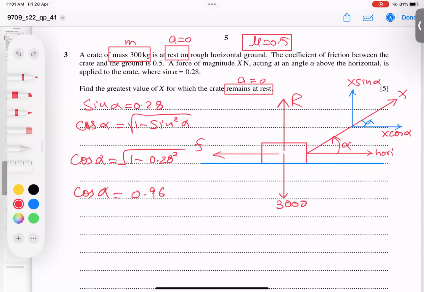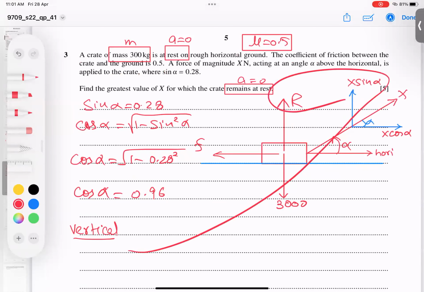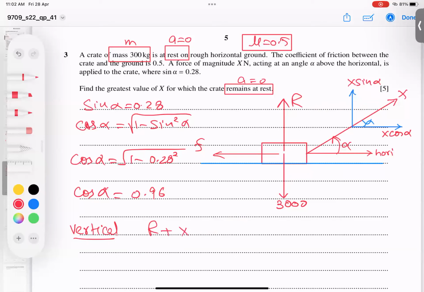So I am writing now. This is called vertical forces. Vertical forces. So these two addition, R plus x sine alpha equal to 3000. So these two upwards, this is downwards. That's it. And before I start, you know, F equals mu R. This may be utilized later on. No problem. I do it later.